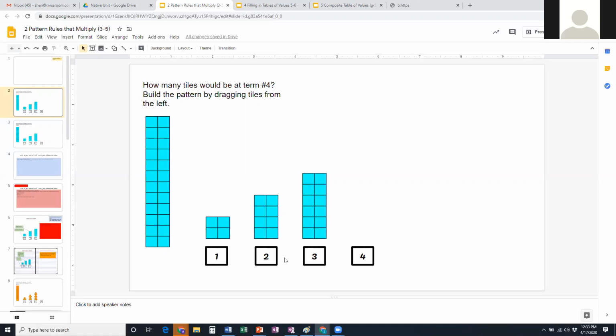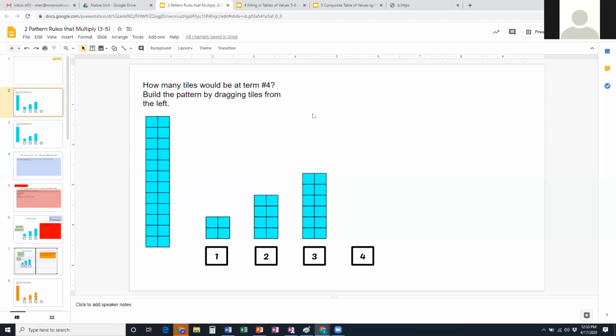For term 2, we've got 8. For term 3, we've got 12. So we can see that the pattern is going up by 4 each time. But really what we want to do is go from what did we do to term 1 to get 4? What did we do to term 2 to get 8? And what did we do to term 3 to get 12, so that we can find term 4?